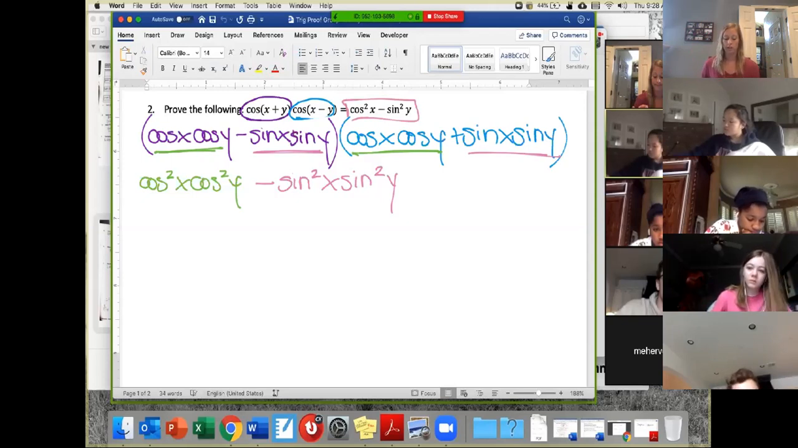And this is one where looking at your answer, because we're aiming to get to cosine squared minus sine squared. But cosine squared x minus sine squared y.